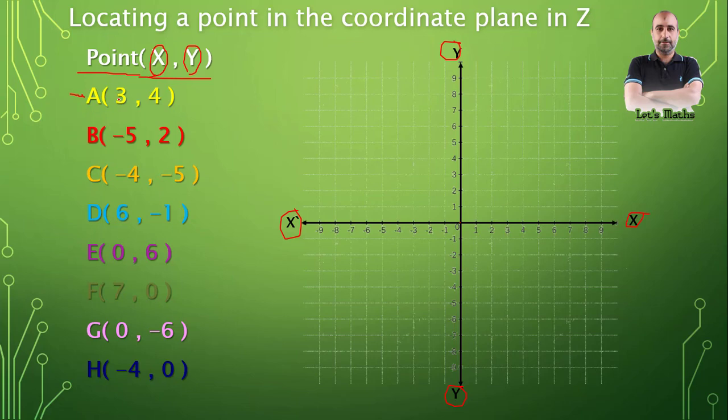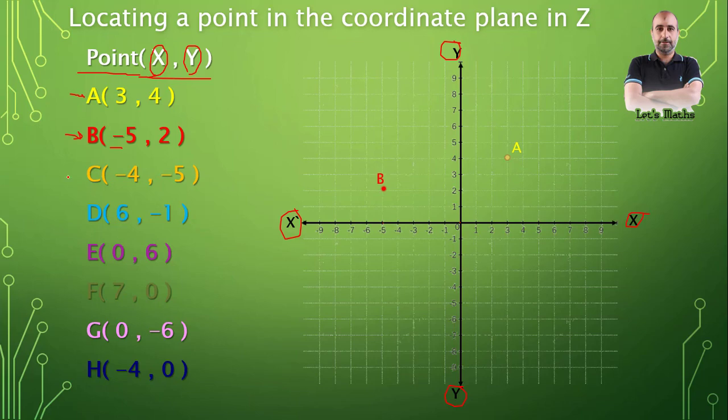3 means it intersects the x-axis at 3, which is here, and the y-axis at 4. It means 3 at x and 4 at y, and this is the point we need. Now B intersects the x-axis at negative 5 and the y-axis at 2. Negative 5 and 2. That is where we are looking for B.